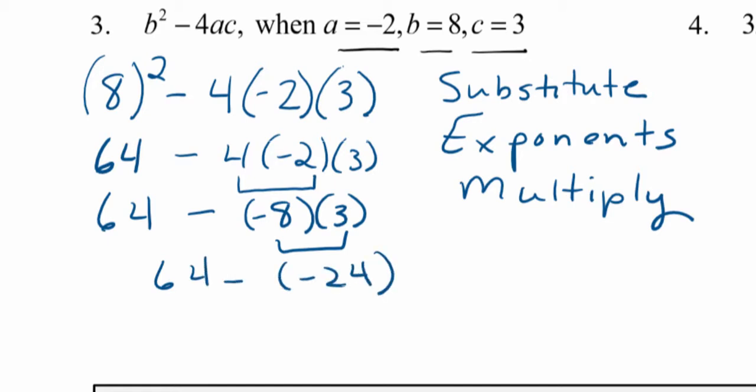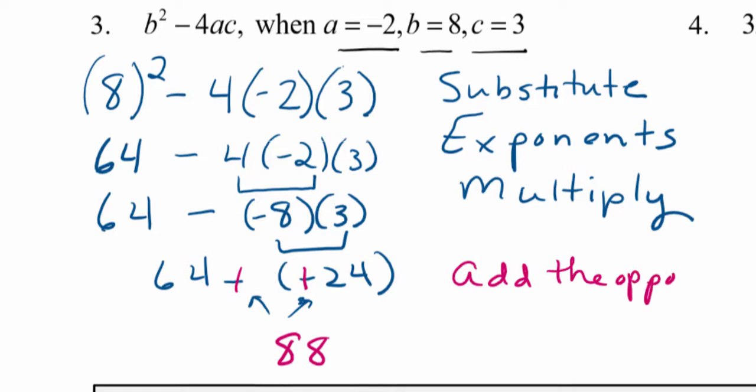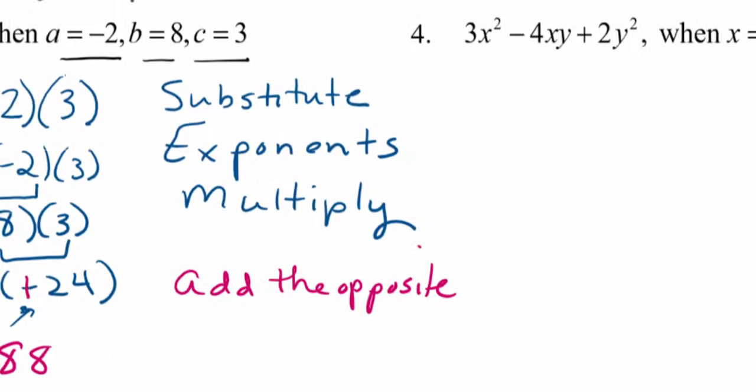And we have the subtraction sign. So we're going to go ahead and change this to adding the opposite. Change both signs there. And now we get 64 plus 24, which gives us positive 88.